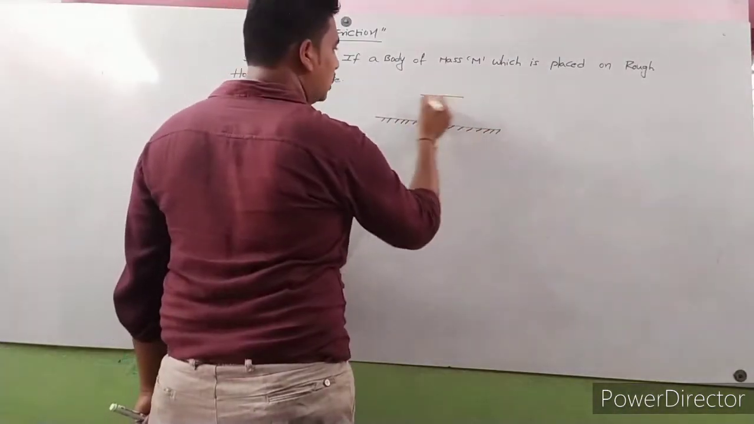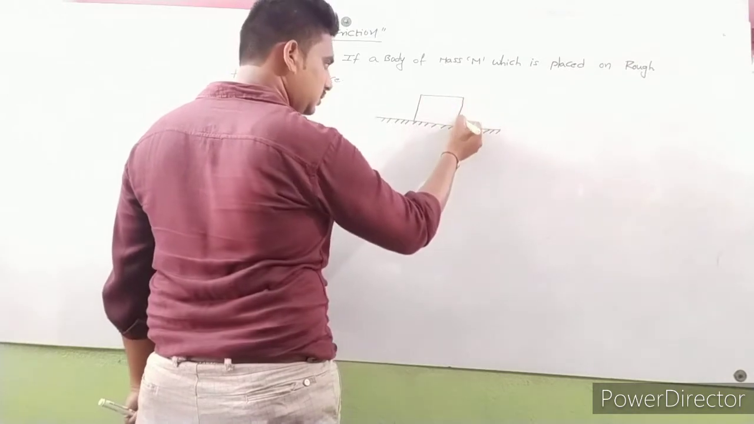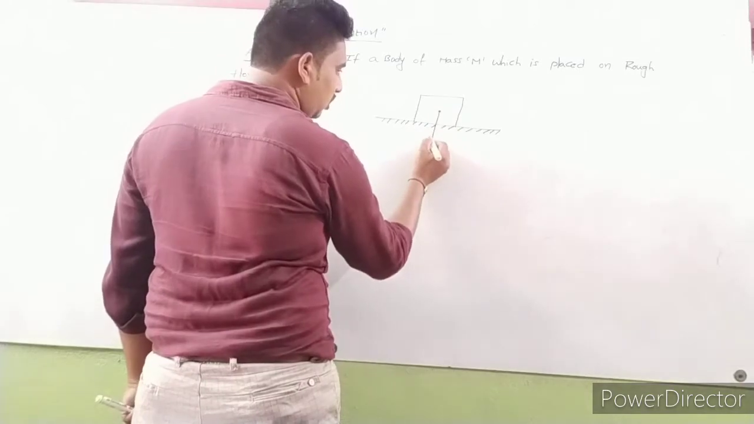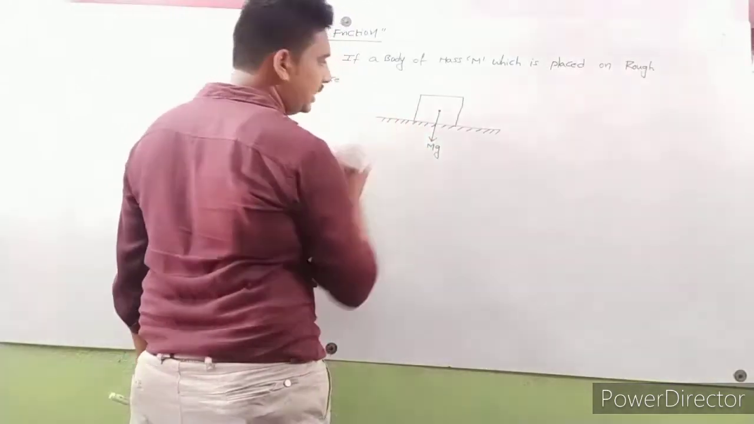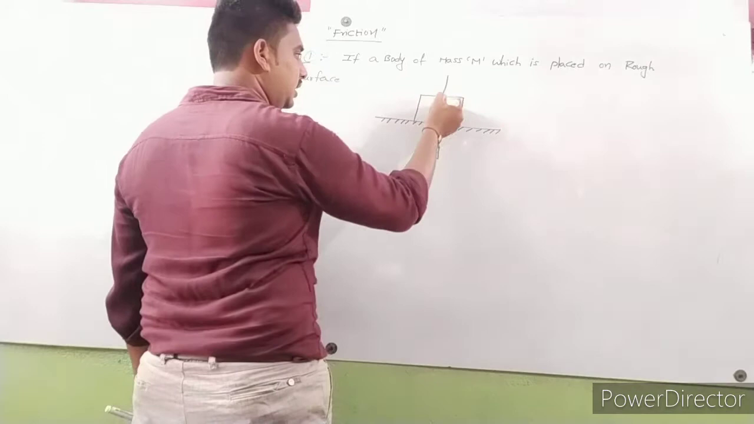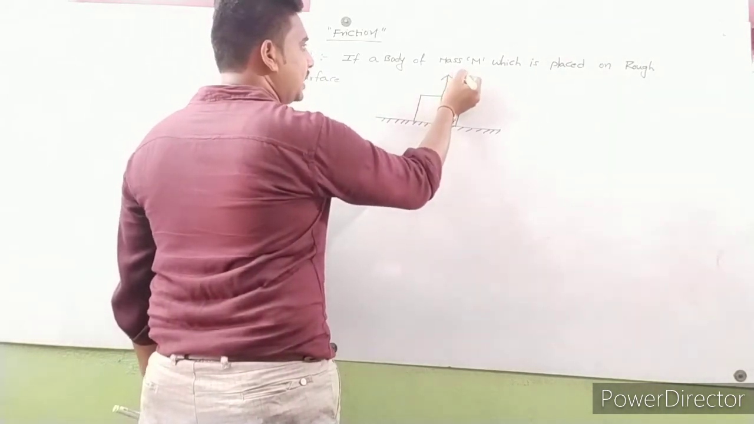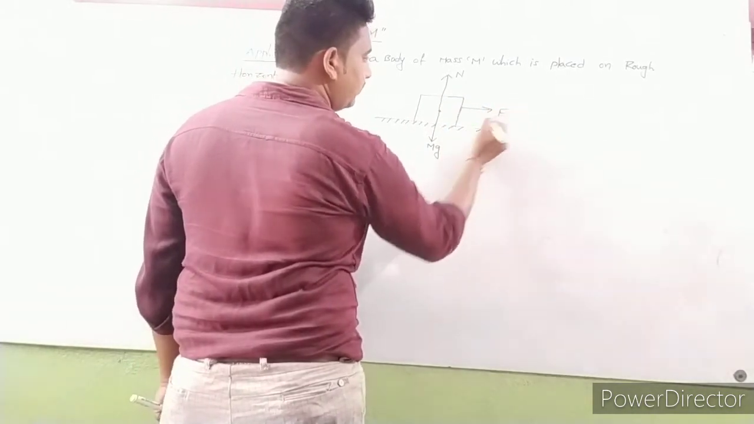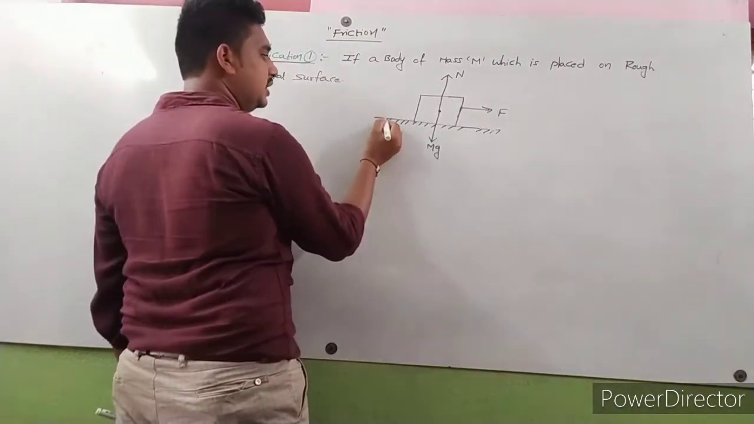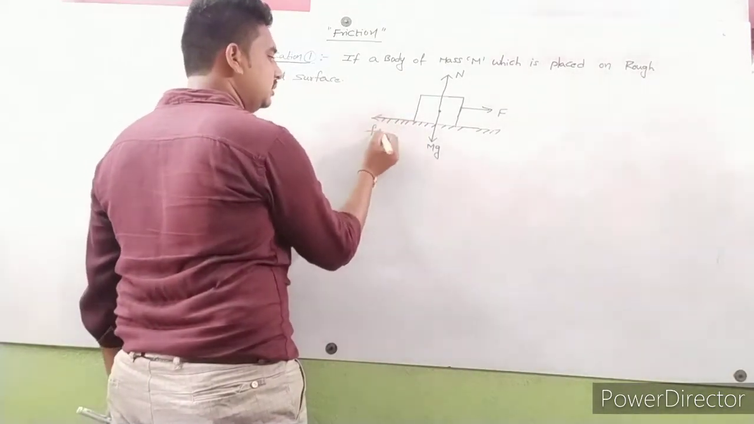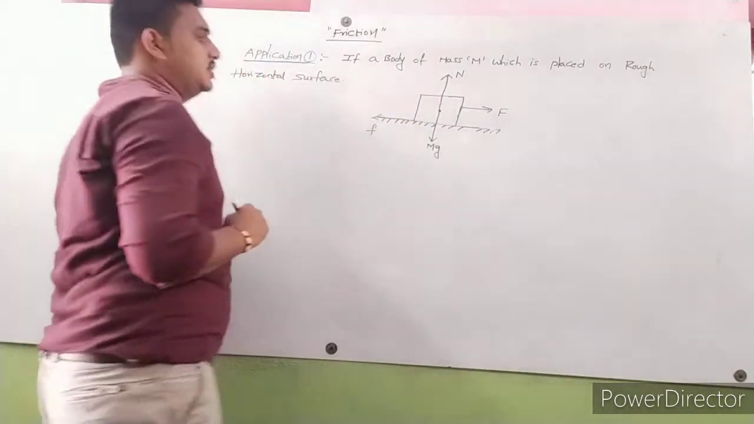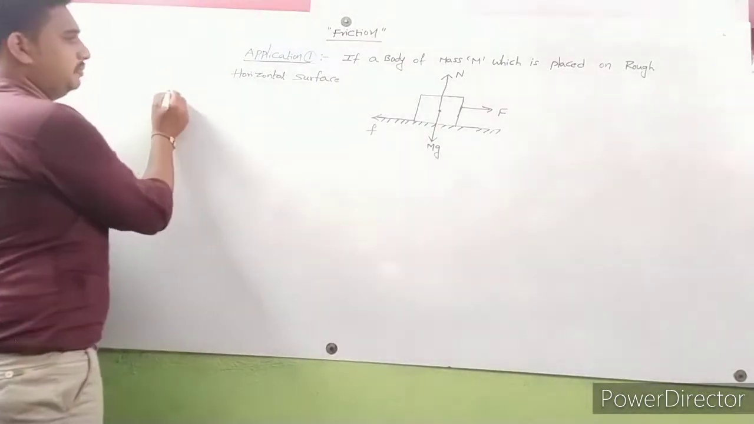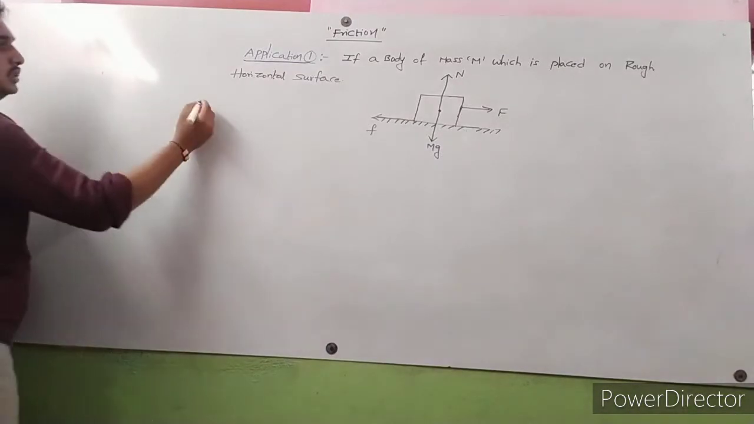Here is a block. This is weight mg acting in this direction, and normal force N is acting in this direction. This is applied force F acting in this direction, and frictional force always acts opposite to it, so frictional force is acting in this direction. So here, case 1.